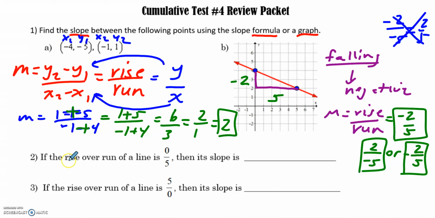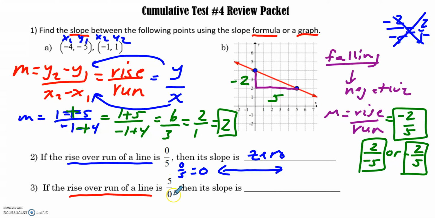Number 2 asks, if the rise over run of a line is 0 over 5, then the slope is what? Well, 0 divided by 5 is possible, and 0 divided by 5 equals 0 itself, so the slope here does equal 0. And if I were to graph that, my line would be perfectly horizontal, because this is possible but just has no steepness.